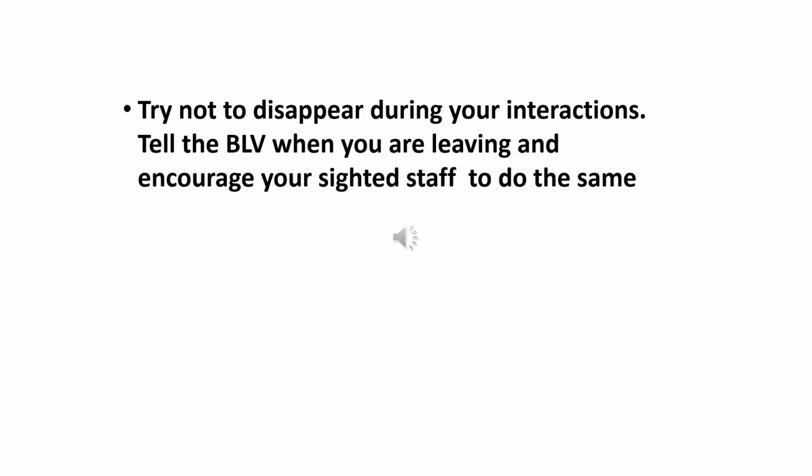If you're interacting with a blind person or a severely low vision person, try not to disappear in the middle of your conversation. Apparently, hindi niya makikita if you are still there or wala na. So that's embarrassing pag umalis kayo.